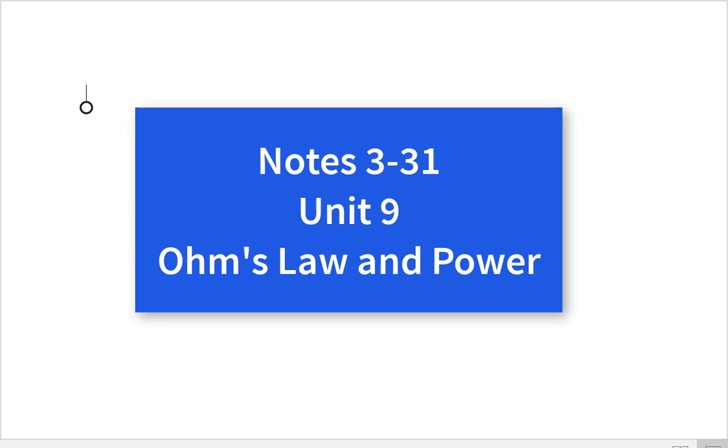So if you would get your lab book out, we're going to look at our lab results a little bit and then use that to develop a relationship between some of the variables that we looked at in our lab. So I'm going to put the date up here at the top. It's going to be the 31st, and we're in Unit 9. And we're going to be talking about Ohm's Law and power today.